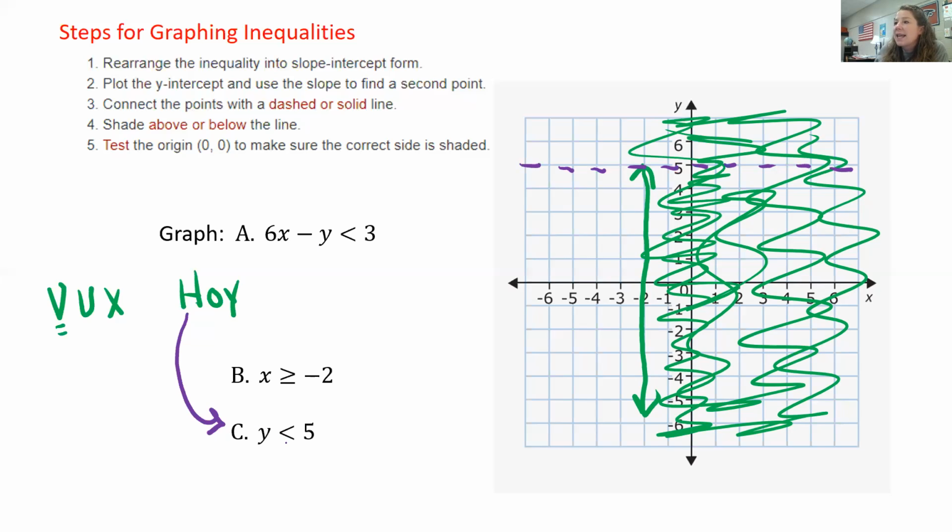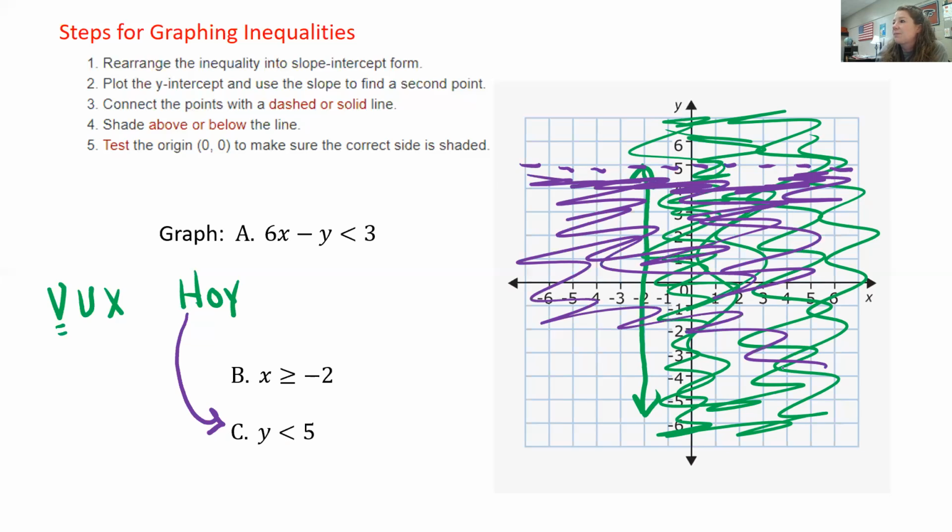And it says less than. So on a coordinate plane, what numbers are less than? Numbers below, right? So the numbers below 5 are all less than 5. Woo, isn't that a mess? It's a mess, but that's the way you do it.